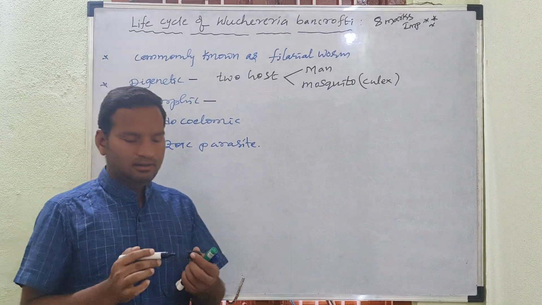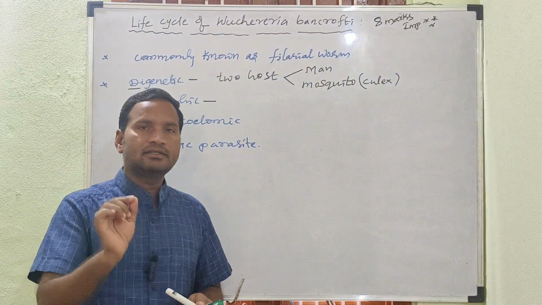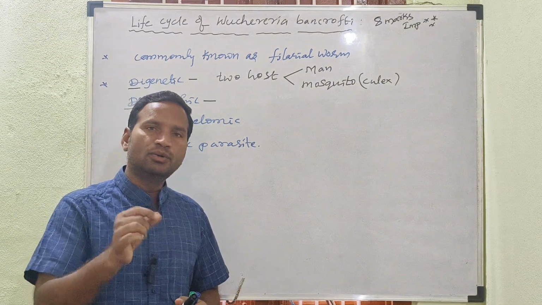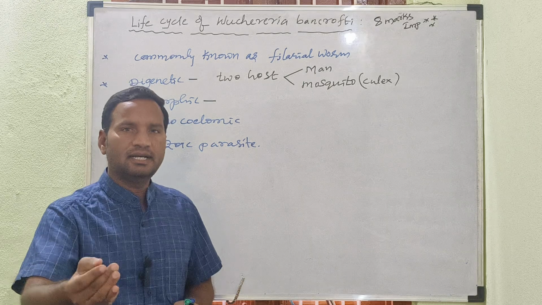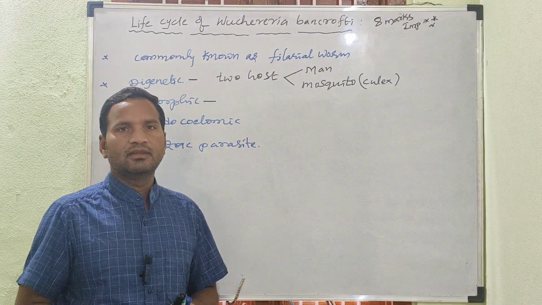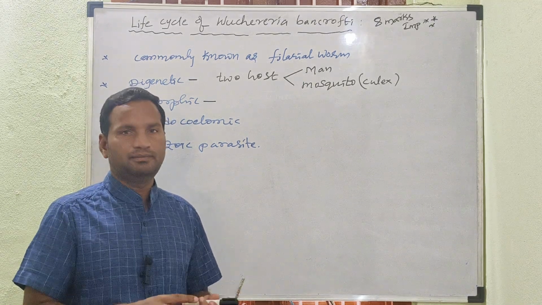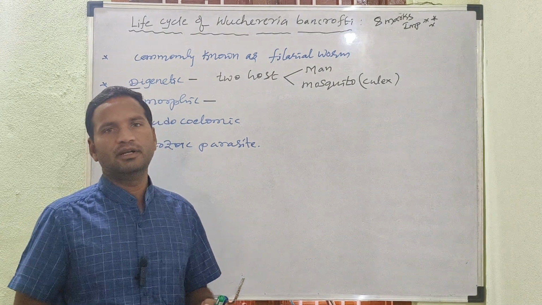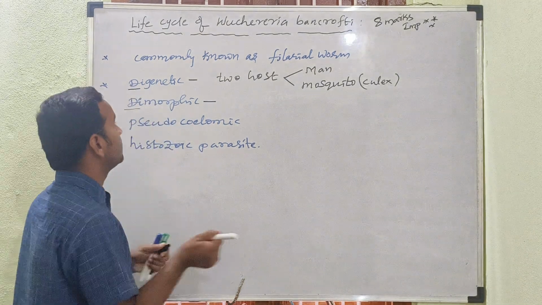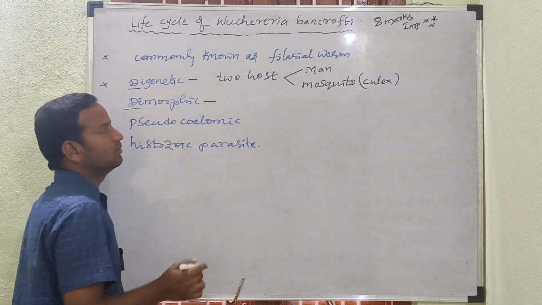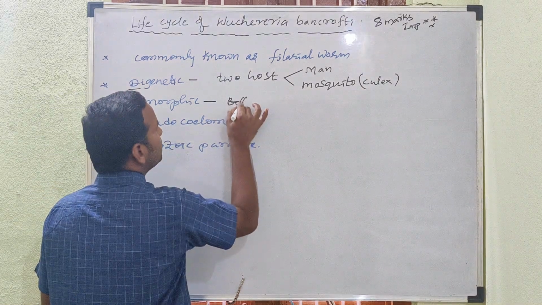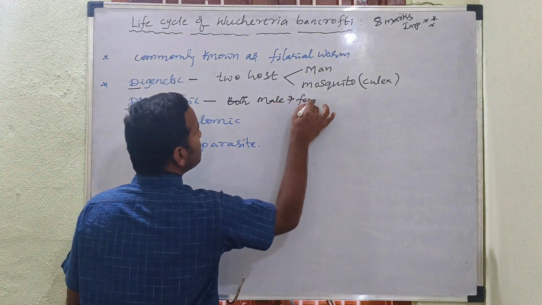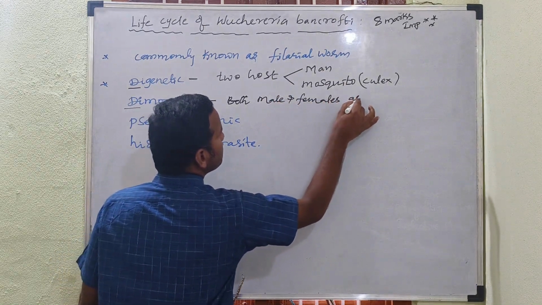Then dimorphic: what is the meaning of di? Two, which can exhibit distinct dimorphism. It means we can find out both males and females based on external characters. Morpho means form. Based on the external characters we can easily tell male and female apart, that is called dimorphic. It means males and females are separate.